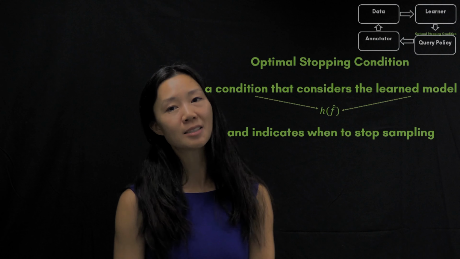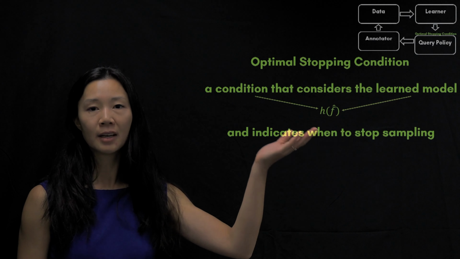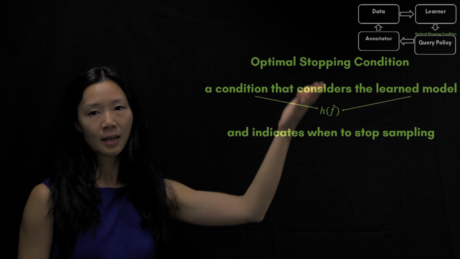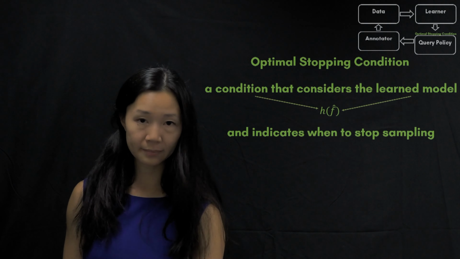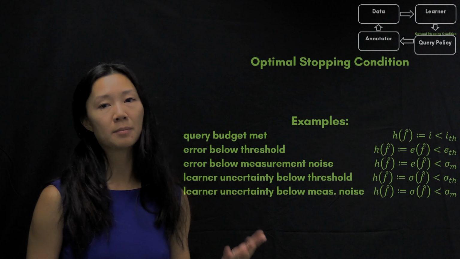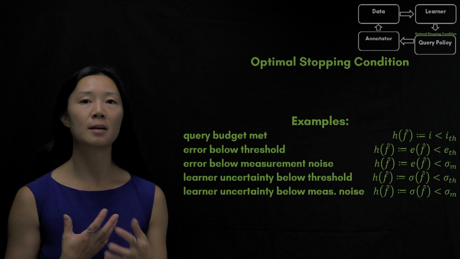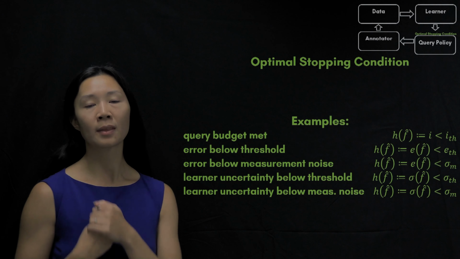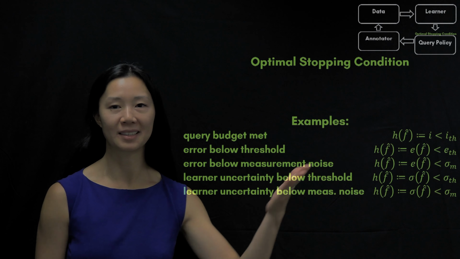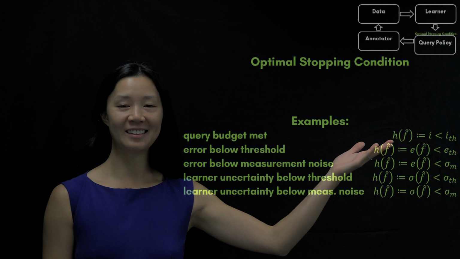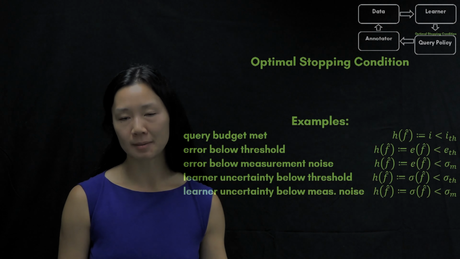The last component of active learning is called an optimal stopping condition. It's a condition, H, that considers the learned model, f-hat, and indicates when to stop sampling. Some examples of this: the very simplest example is that, let's say you have some budget for how many samples you can take. Once you have met that budget, then you have to stop sampling. Mathematically, the criteria H could be that i is below some maximum iteration.